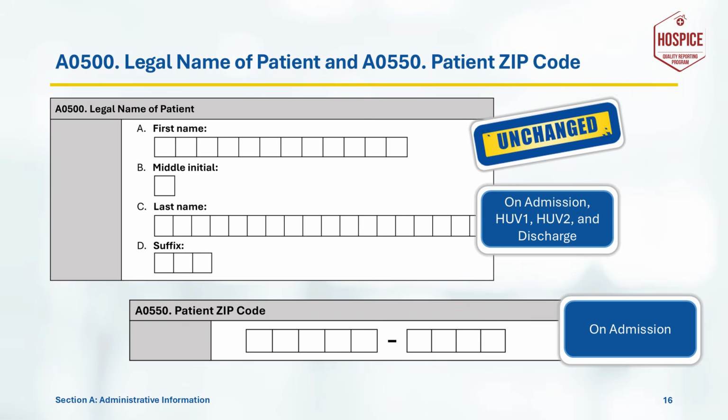And here are 2 more Section A items that are unchanged: the legal name of the patient and the zip code. The legal name is included in all of the records: admission, HUVs, and discharge. The zip code is only included on admission for that time point.